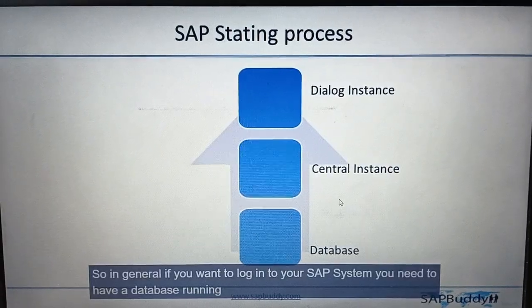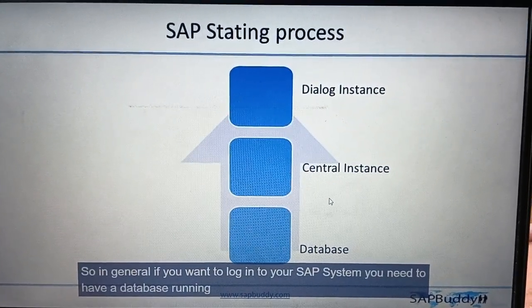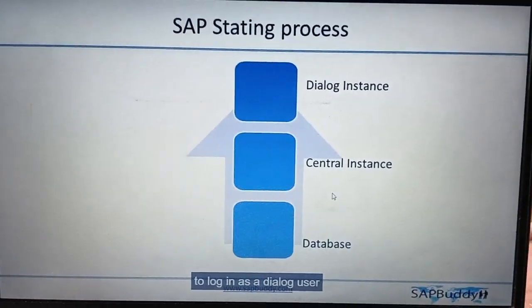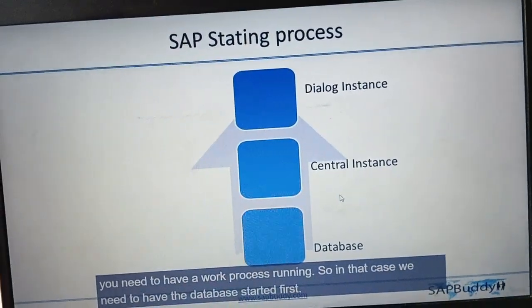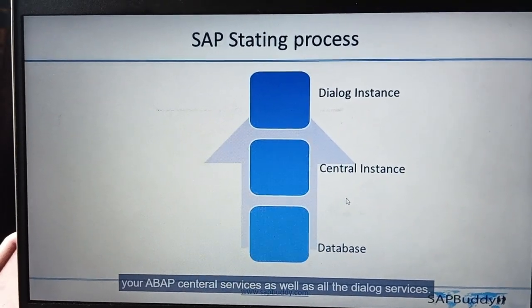So in general, if you want to log into an SAP system, you need to have a database running. To log in as a dialog user, you need to have a work process running. So in that case, we need to have the database started first, then you will start your ABAP central services as well as all the dialog services.